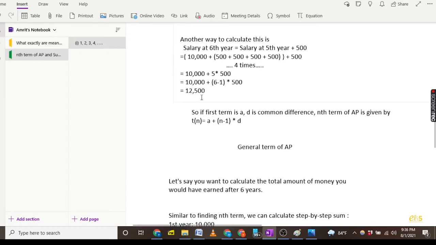If we consider the first term as A and the common difference between succeeding terms as D, then the nth term of this arithmetic progression can be given by Tn, that is the nth term, equals A plus (n minus 1) times D. Here A represents the first term as already stated, n is the position of the term in the AP, and D is the common difference.